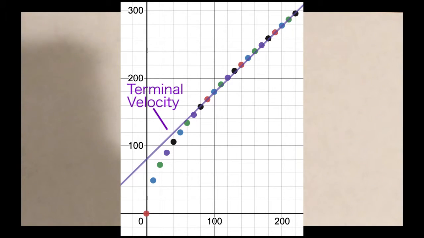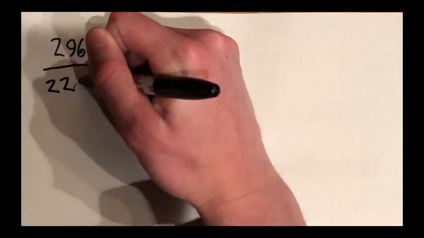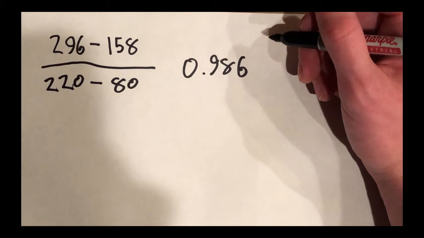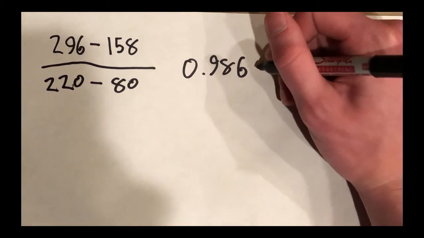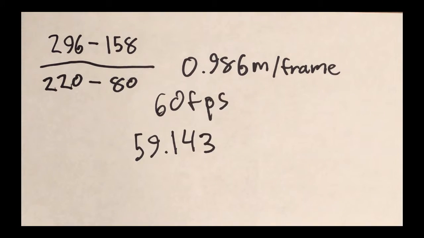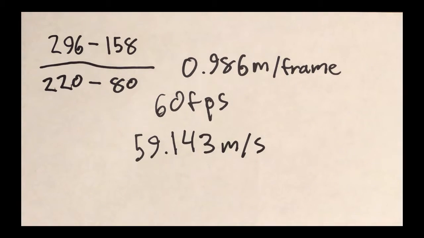To find our terminal velocity, we simply need to plug in 2 points on the graph that are in the terminal velocity area and find the slope. When we solve for this, we get 0.986 meters per frame. Knowing that the video is running at 60 frames per second, we know that the terminal velocity is 59.143 meters per second. We can then use this to determine acceleration.